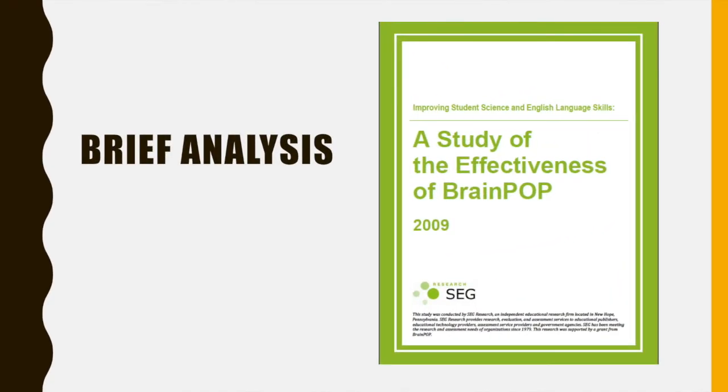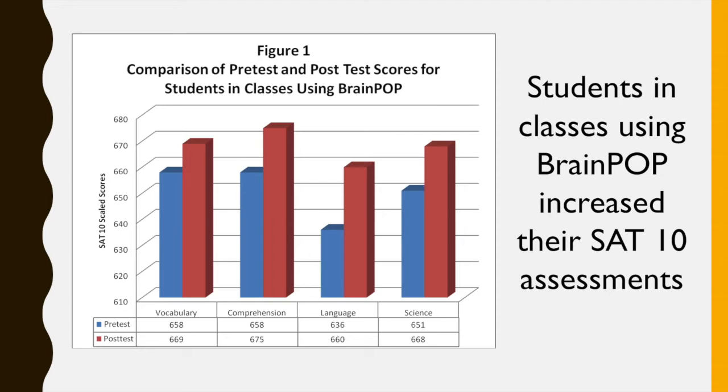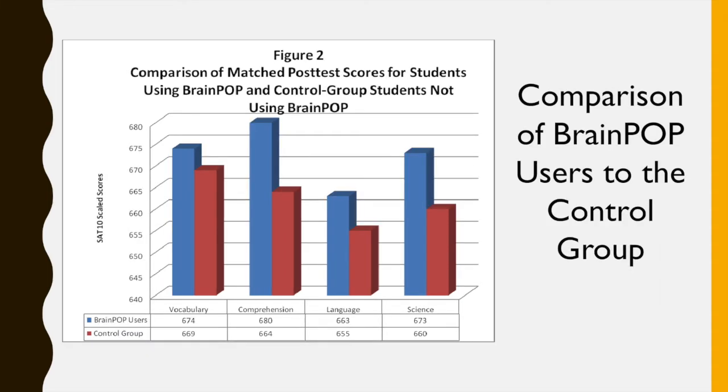Last but not least, I would like to use some studies to explain why BrainPOP is so successful. This study is about the effectiveness of BrainPOP, which took place in 2009 by SEG Research. According to their research, students in the classes using BrainPOP saw a significant improvement in their pre-test and post-test scores for the SAT 10 assessment in different areas. It is easier to understand how effective BrainPOP is when we compare the students who use BrainPOP and the control group students who are not using BrainPOP. Look at figure 2. You can see a huge difference between the students using BrainPOP and not using BrainPOP in terms of their scores in the SAT 10 results as well.